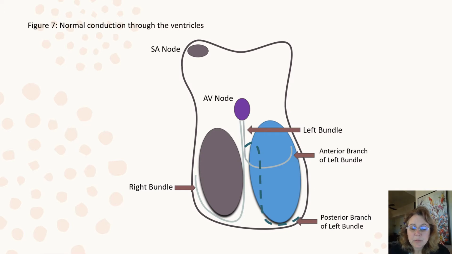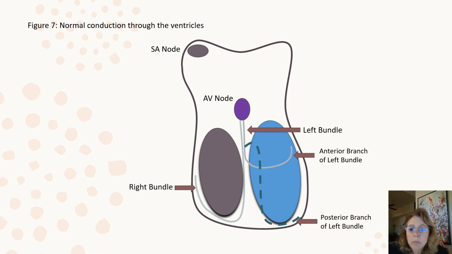All right, so let's review. Looking at this slide, we see the SA node, the AV node, and then the bundles coming down from the AV node. And we have all those little internodal pathways, channels that go from the SA node to the AV node. And what that does is it depolarizes the atria, of course. The impulse originates in the SA node, conducts down, depolarizes the atria, and lands, I guess you would say, in the AV node.